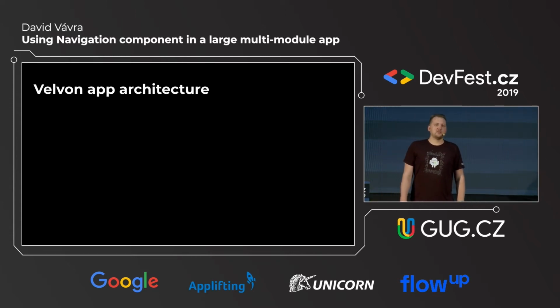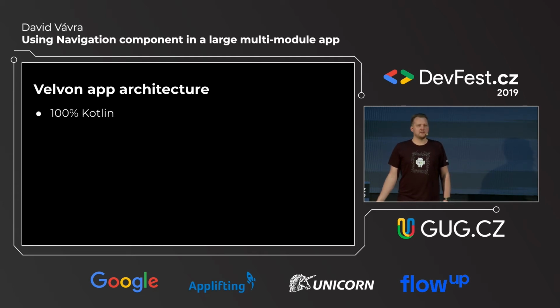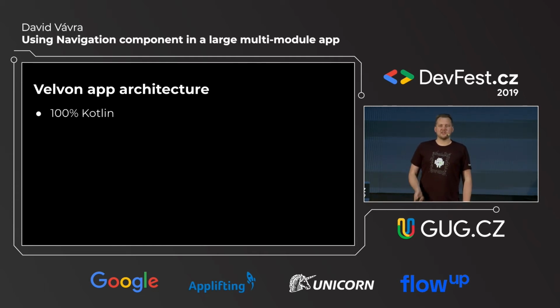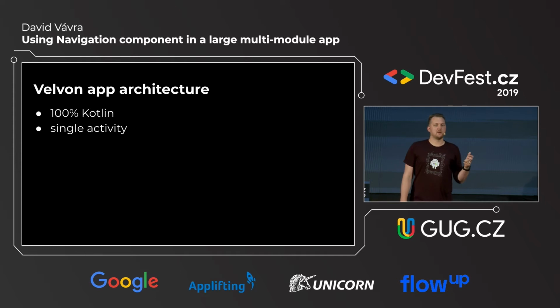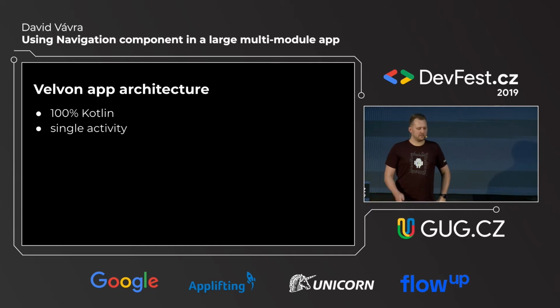So now let's talk about our app a little bit. So it's a bank. It's a new bank which will be launched in Germany. We are not on Play Store yet, but we have quite a nice modern architecture. So it's 100% Kotlin. We start from the beginning in Kotlin, no legacy code. We have single activity, so most of the stuff is fragments. There are some exceptions. I will talk about them later.